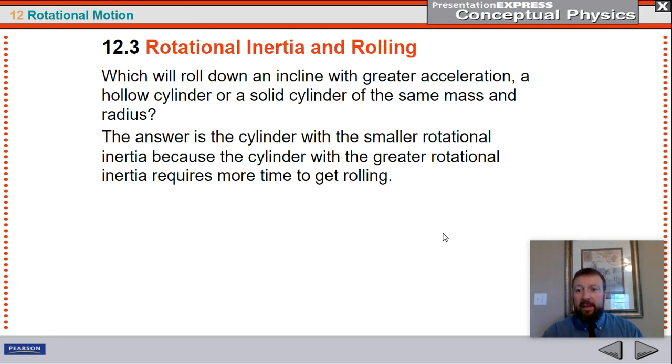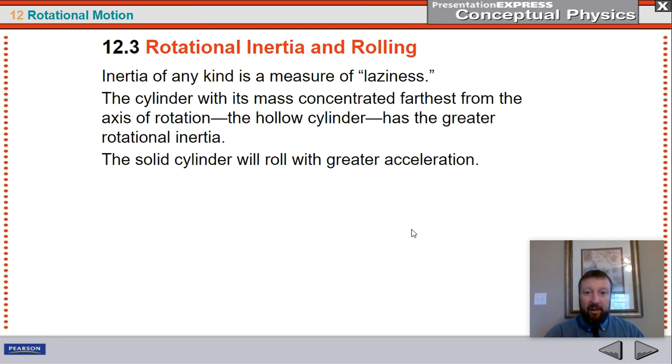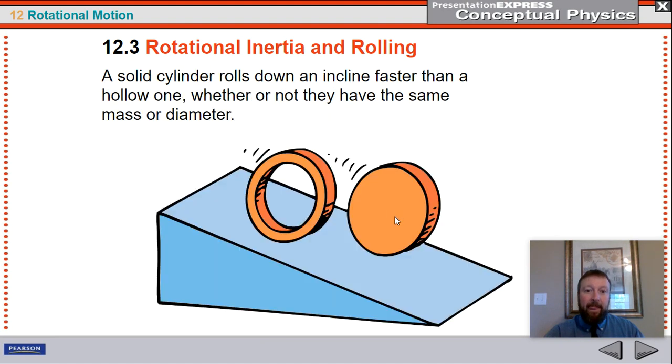So a couple of questions that they will ask you, that I'll ask you in the questions that you have on here, have to do with rolling. Well, the more rotational inertia means it's not going to want to start going. And if it doesn't want to start going, it's going to accelerate down a hill slower. So we look at a couple of different things. It's the laziness, as we said, not wanting to start going. And as it starts going, the one that has lower rotational inertia will actually roll down a hill faster and have greater acceleration.